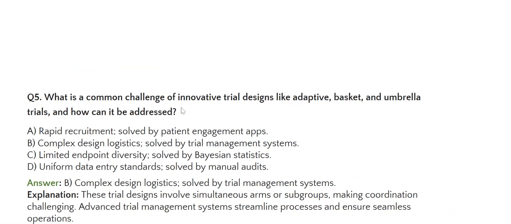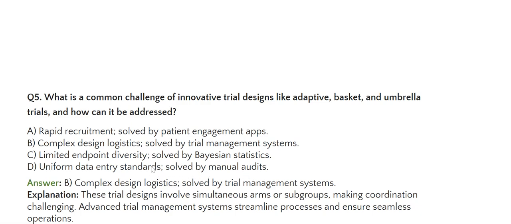Question 5, what is a common challenge of innovative trial designs like adaptive, basket, and umbrella? What challenge do they share in common between these three trials, and how can it be addressed? Is it A, rapid recruitment solved by patient engagement apps? B, complex design logistics solved by trial management systems? C, limited endpoint diversity solved by Bayesian statistics? Or D, uniform data entry standards solved by manual audits?